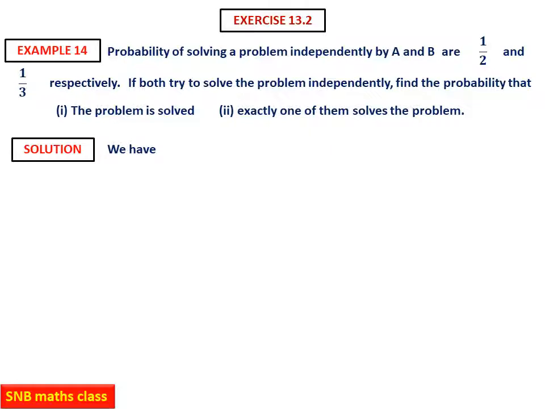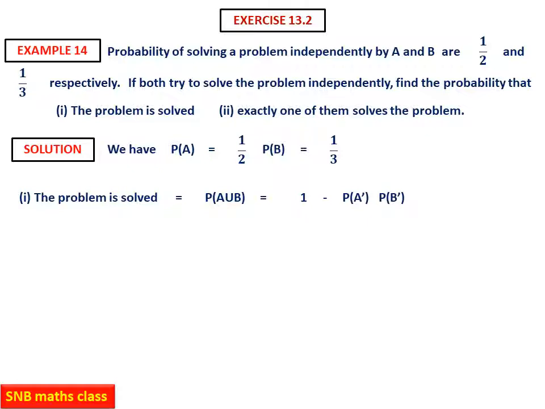Let us do it. We have this information. Probability A is given, that is 1 by 2. And probability B is given, that is 1 by 3. The first one, the problem is solved, means, as I told you, probability A union B. Either A solves or B solves. So this is equal to 1 minus probability A complement into probability B complement. This property we have derived under independent events. So probability A union B is equal to 1 minus probability A complement B complement.